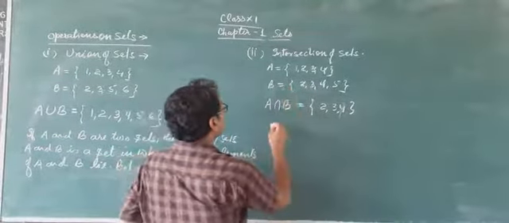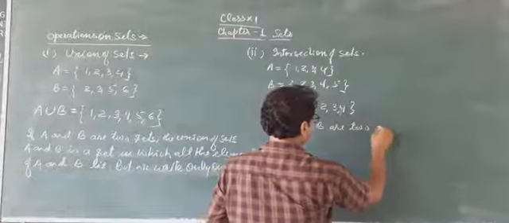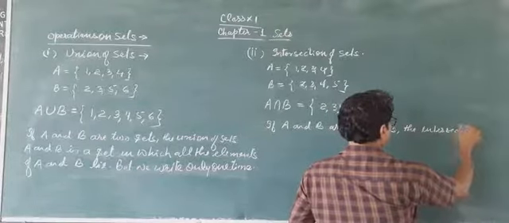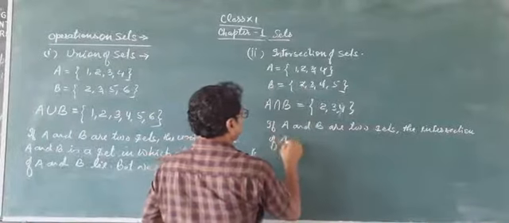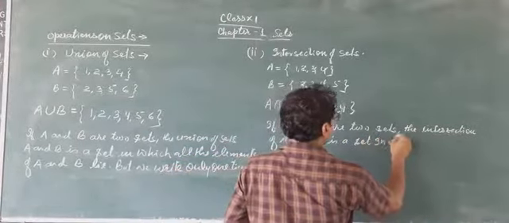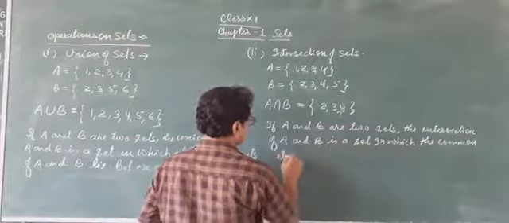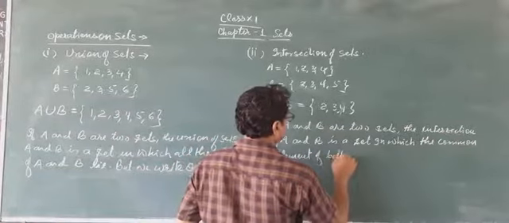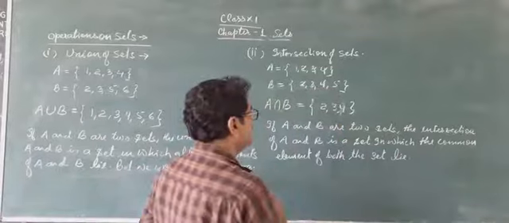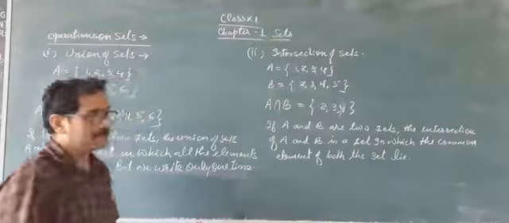So the definition of intersection is, if A and B are two sets, then the intersection of A and B is a set in which the common elements of both the sets lie, and it is represented by this symbol. So this is A intersection B.